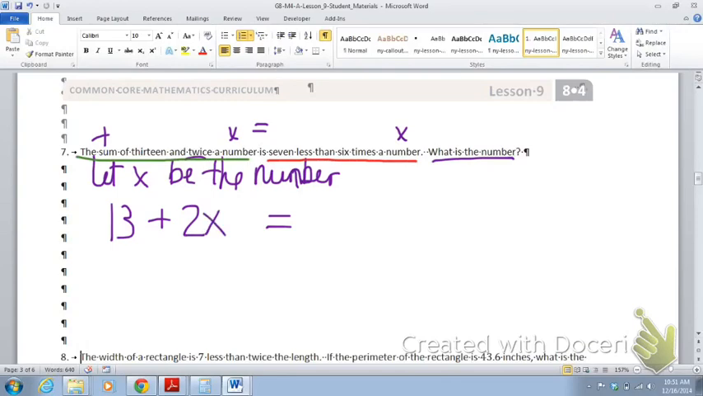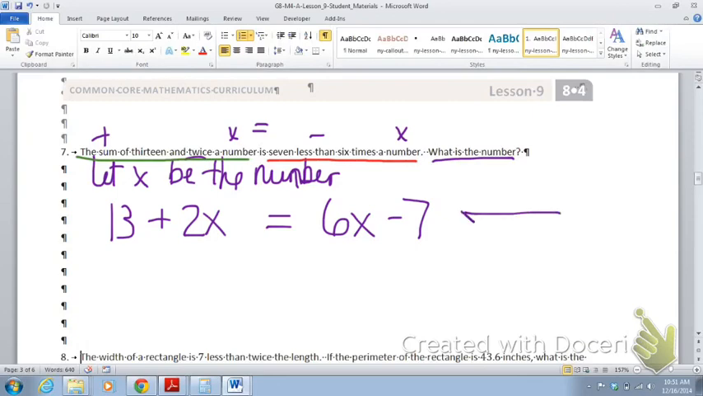There we go. Now on the right-hand side, I've got 7 less than 6 times a number. Well, so something's going to be subtracted here. So 7 less than 6 times a number. So 6 times the number is this. I want 7 less than that, so I'm going to be subtracting 7. What is the number? Okay, so now I need to solve this. Before we were just transcribing these. Now we're transcribing and solving.